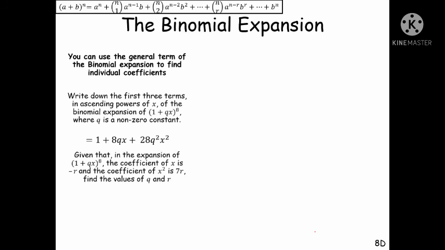Given that in the expansion of 1 plus qx to the 8, the coefficient of x is minus r, and the coefficient of x squared is 7r, find the values of q and r. So if 8q is equal to minus r, and 28q squared is 7r, the way I've done this is I've formed some simultaneous equations. So I've subbed in minus 8q, because I know that's equal to r, and I've solved it that way.